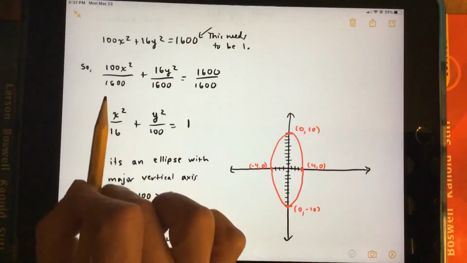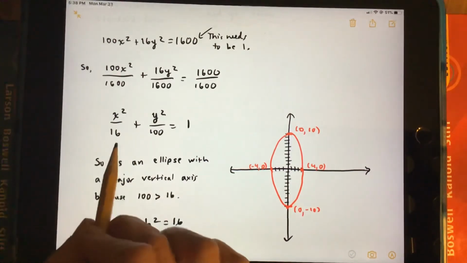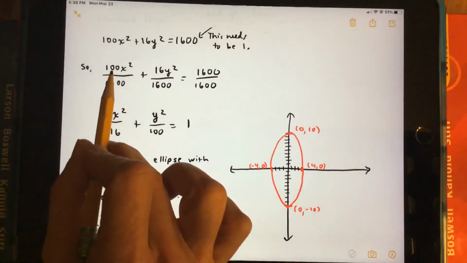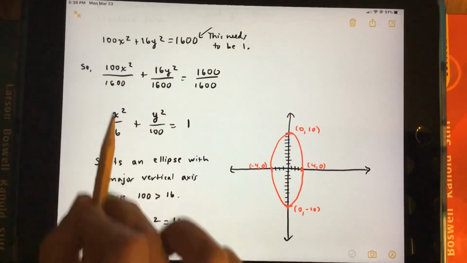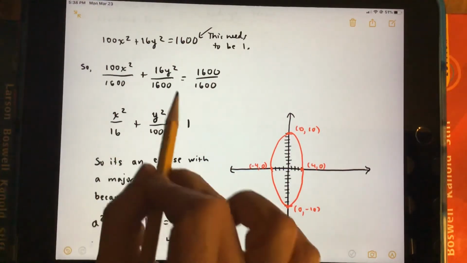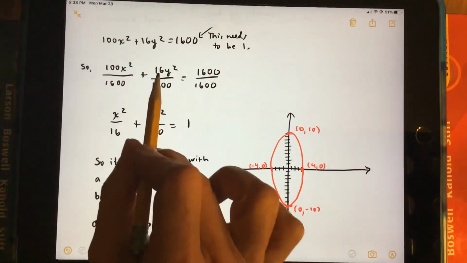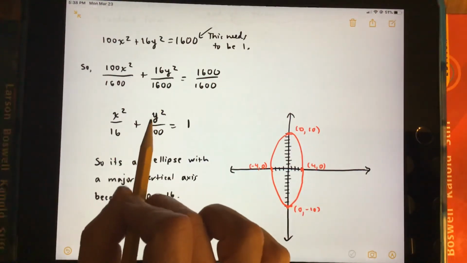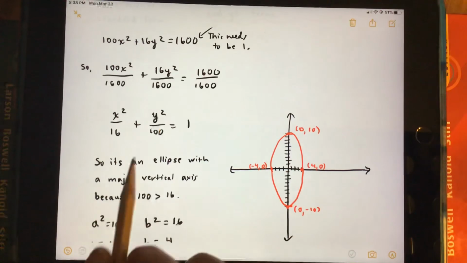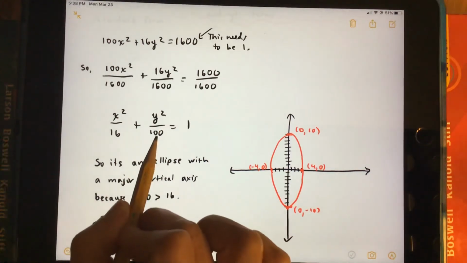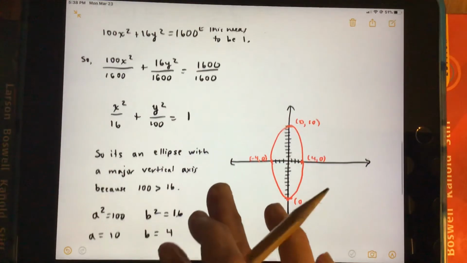And so 100 goes into 1600 16 times. So we cancel the 100 and divide 1600 by 100, and that gives us 16 here. And over here, we divide both the numerator and the denominator by 16. 16 divided by 16 is 1, which is hiding here in front of the y squared. And 1600 divided by 16 is 100. So here we are in standard form for our ellipse.